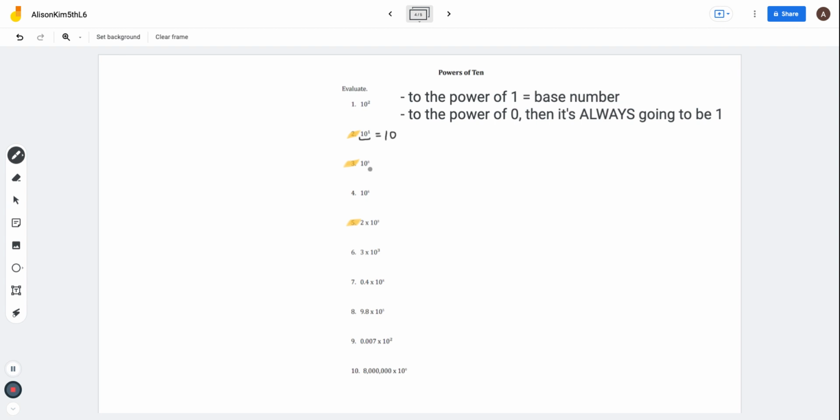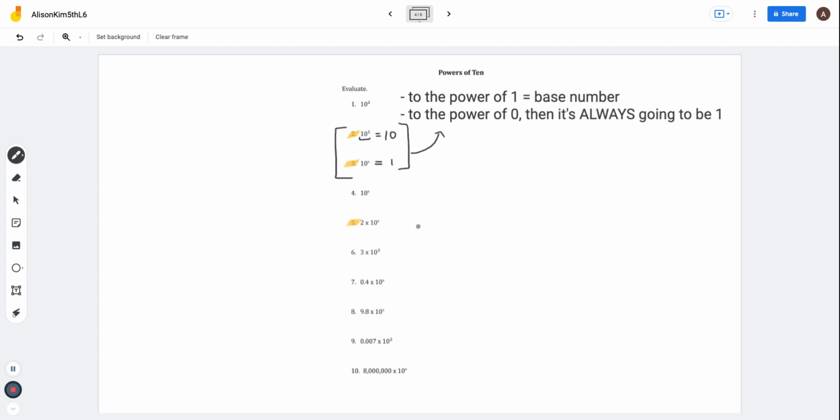Now, let's look at number 3. It gives us 10 to the power of 0. And my other rule stated that if it's to the power of 0, then it's always going to be 1. So despite the fact that the base number is 10, it's just going to give you just 1. Anything to the power of 0 is just 1. So that's why I chose these 2 specific questions, so that you guys know this rule.